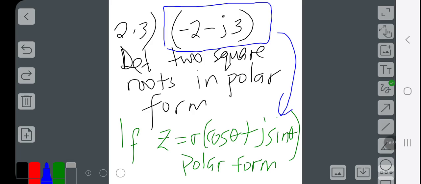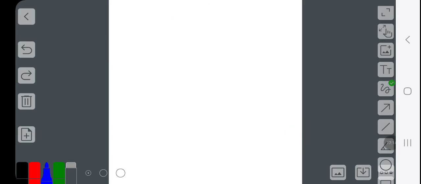I hope guys will remember how to convert from a rectangular form to polar form. If we don't know, let me show you. I'll do it step by step, as it is very important. So I'm given negative 2 minus the imaginary number of 3. This is my example. I want to convert it to a polar form, which is r cos theta plus j sin theta.